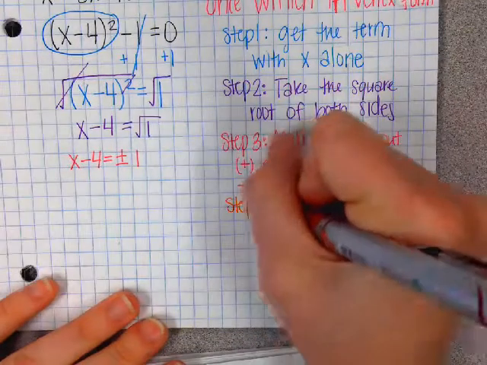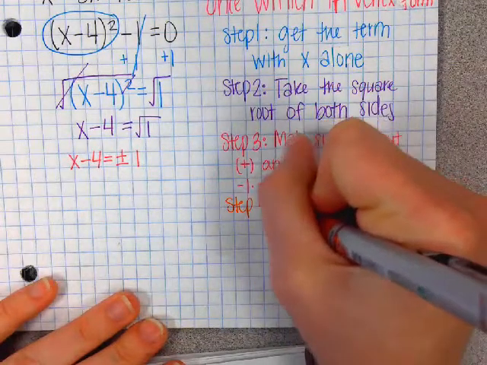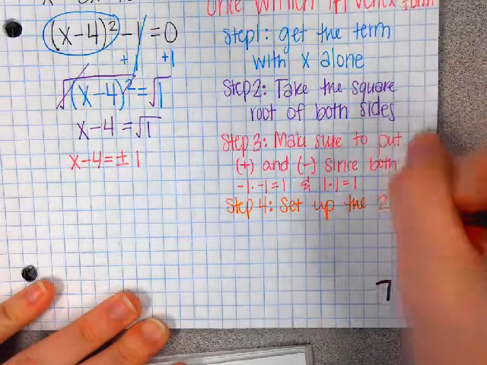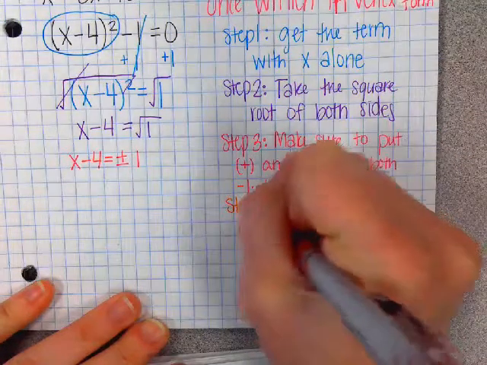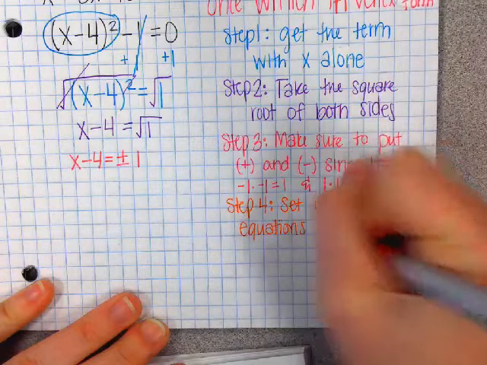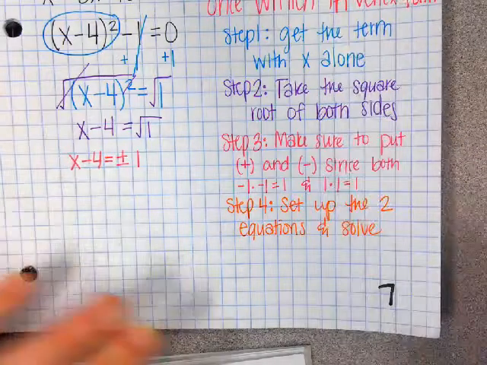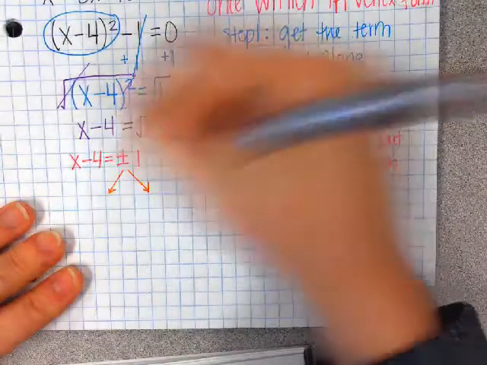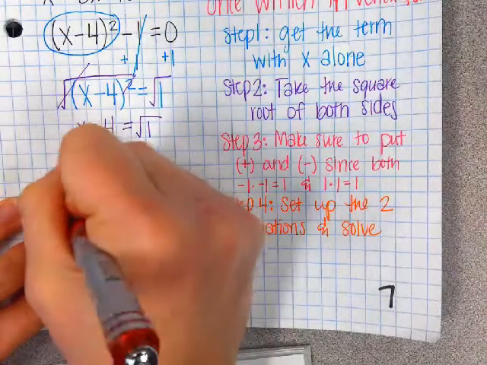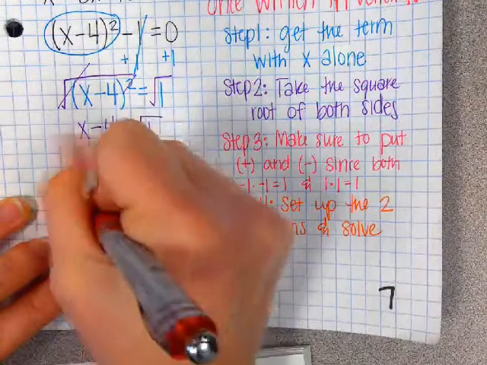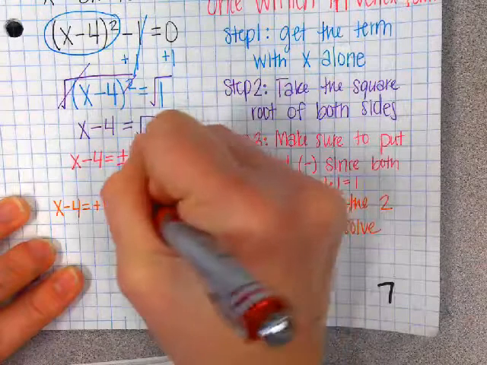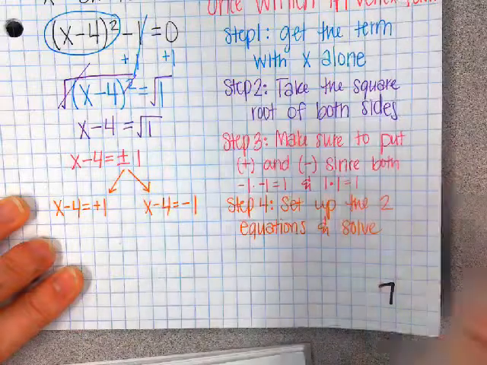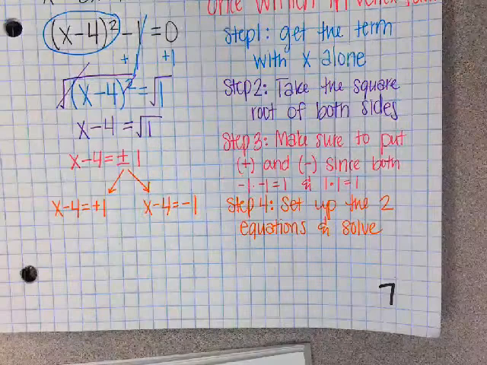Okay, and then the last step is set up the 2 equations and solve. So you're going to write it as x minus 4 equals a positive 1 and x minus 4 equals a negative 1.